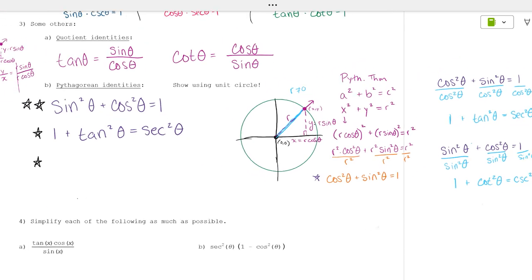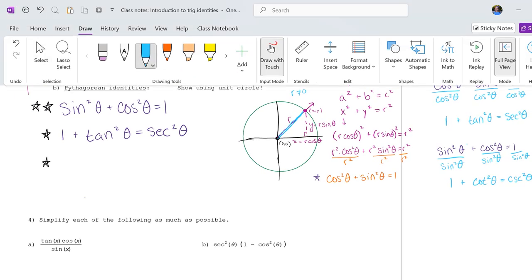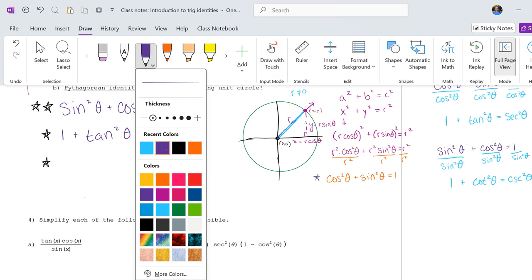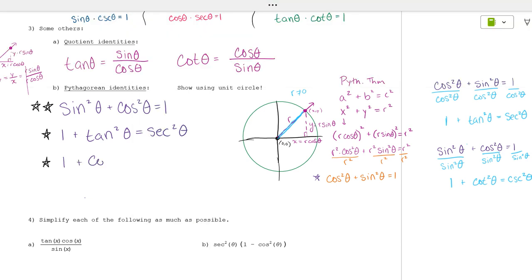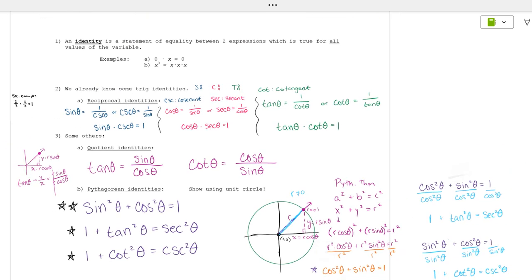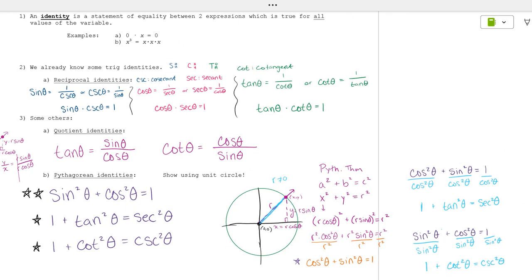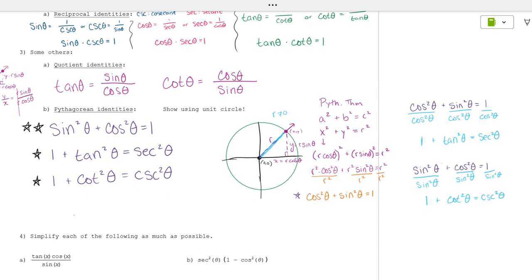So I'm going to write it in line with the others. This one was 1 plus cotangent squared equals cosecant squared. Okay, so those are the identities we're going to start with. We're going to learn more later on. There are so many different trig identities, but these are at the beginning the most important ones to know so that we can really get comfortable working with all 6 trig functions.